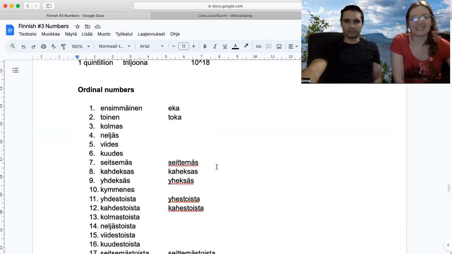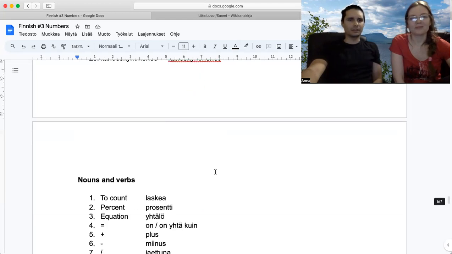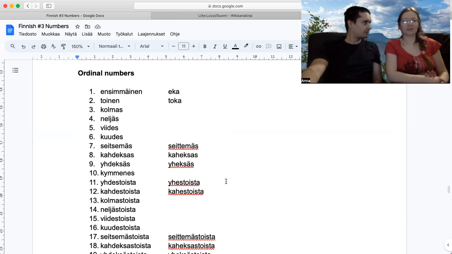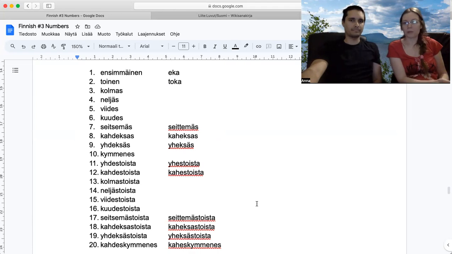Okay, no ordinal numbers now. How many do I have? 20. I think it's enough. Usually you would need maybe from 1 to 12, because of the months, and mostly 1 to 10. And let's be sure that you understand what ordinal numbers mean.